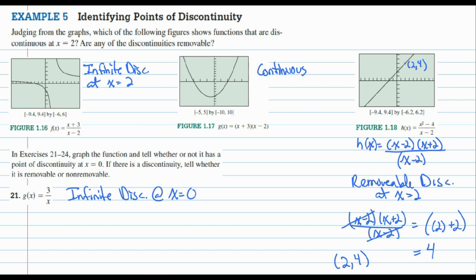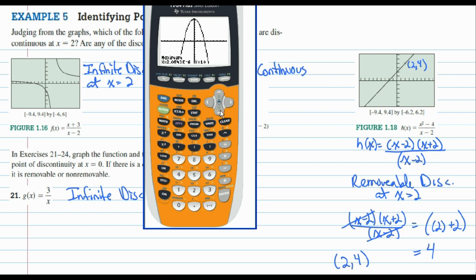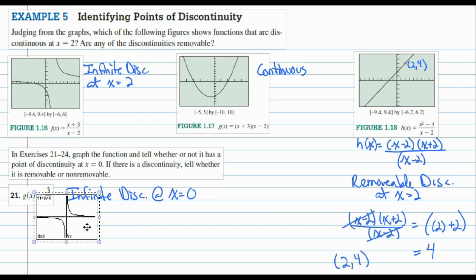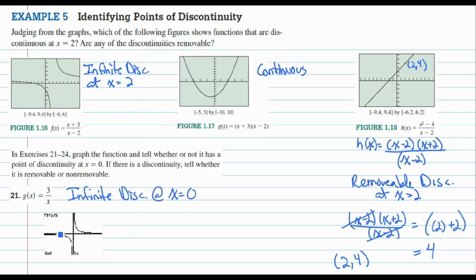But just to make sure, I am going to graph. I'm going to say 3 divided by x, zoom 6, and I think there's an infinite discontinuity here at x equals 0, so I'm going to hit trace, and I can even see right there. There is the x value 0, but no y value that belongs with it, so there is some sort of break in the domain here, and I can see that my graph will travel to the infinities, so there is an infinite discontinuity at x equals 0.